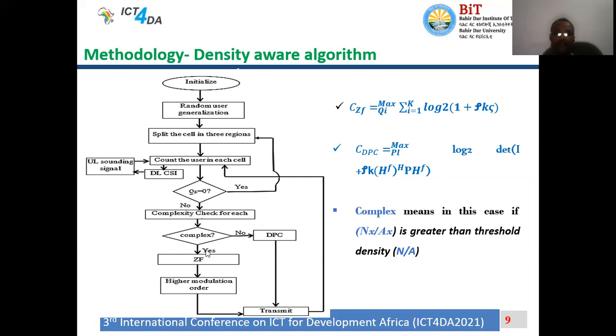And if this condition is not satisfied, or if the system is not complex, or if the specific density is less than the threshold density, we can simply apply dirty paper coding, and the base station simply transmits continuously. Unless otherwise, the base station is put to some sleep or down state, it continuously transmits.